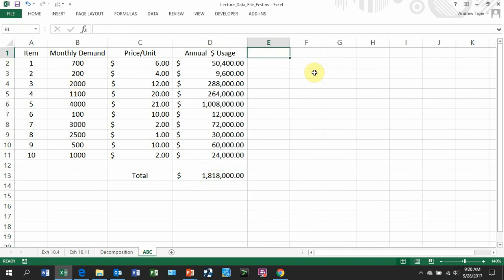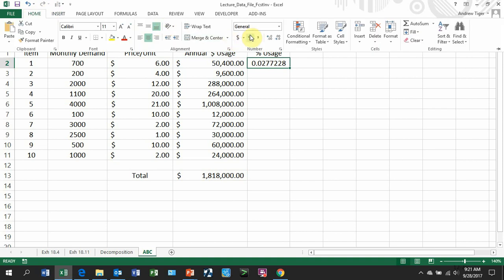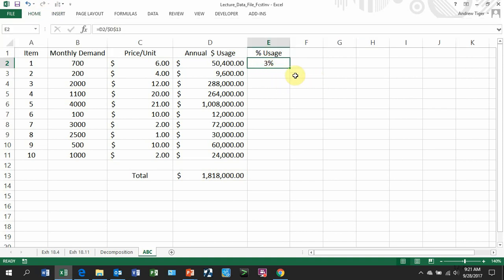So now that I've got that, I'm going to come up with the relative frequency, or the percent of that. So I'm going to take this number and divide by this, and I'm going to copy this formula down, so I'm going to put some dollar signs around it, and I'm going to show it as a percent. So you can see that item 1 is 3% of my total, and you can see that one right there. Clearly that's an A item, because I use it a lot and it's expensive. So that's the one I need to manage well.